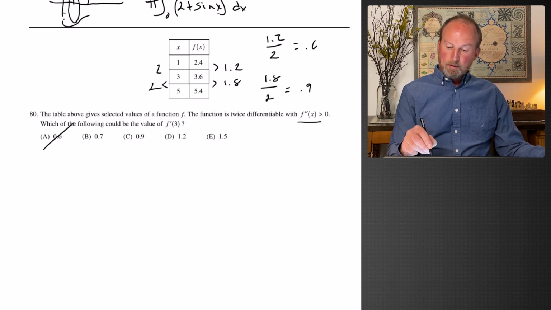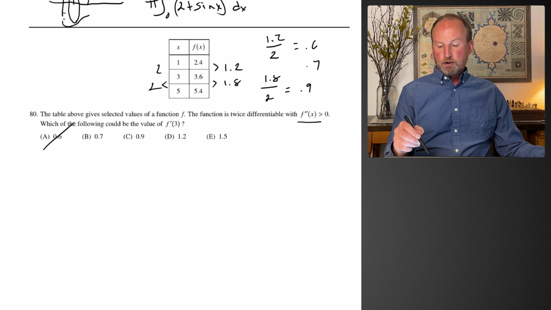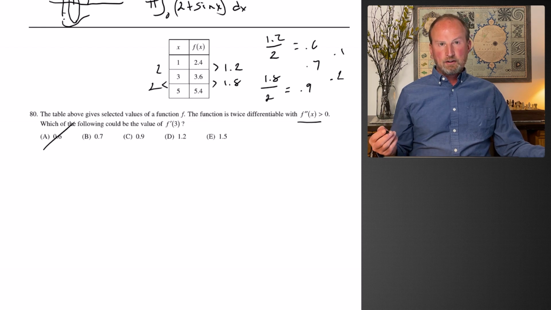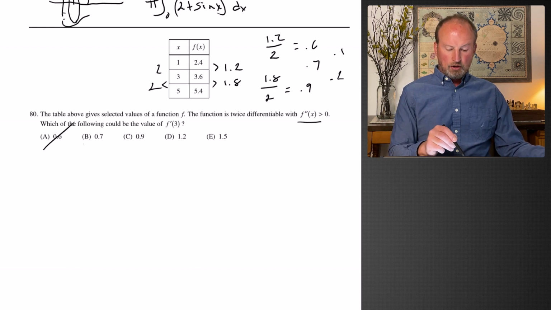0.7. Could it be 0.7? Well, it looks pretty good. It goes up by 0.1 and then it goes up by 0.2. So my second derivative is increasing. That's good. Looks like B could be it.